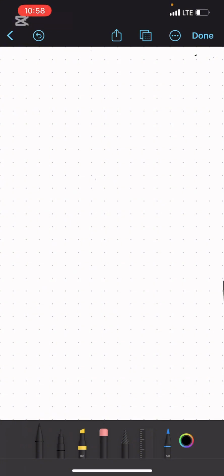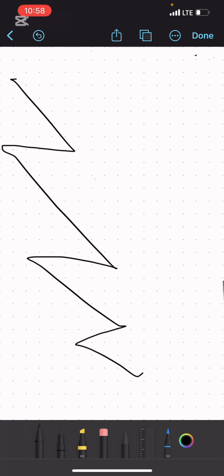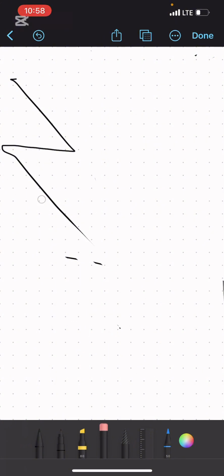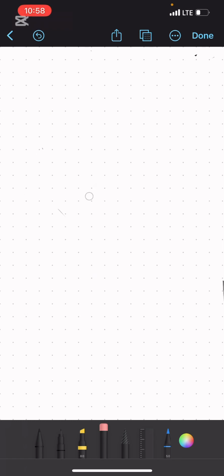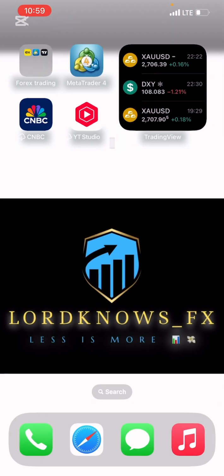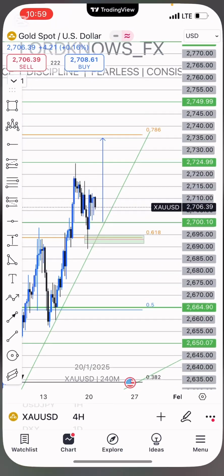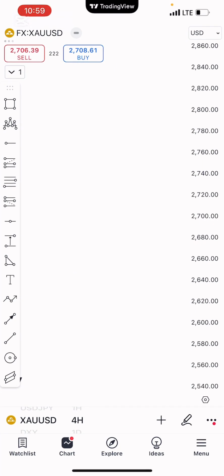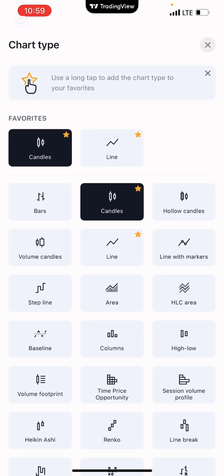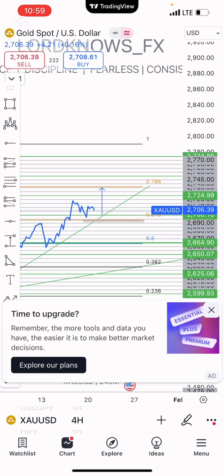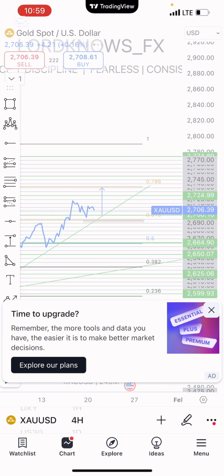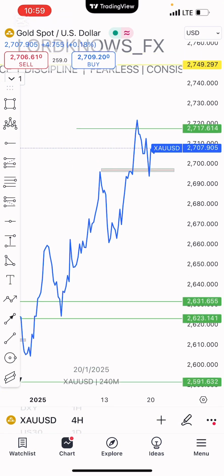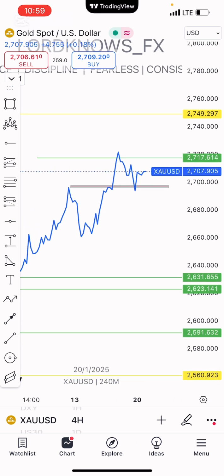With the line chart, it looks something like this, in a line form. And with the bar chart, let me use TradingView to show you so that you get a better understanding. These are the types of charts we have. This is the line chart. Let me use a plain one so that you see it clearly. This is how the line chart is presented.